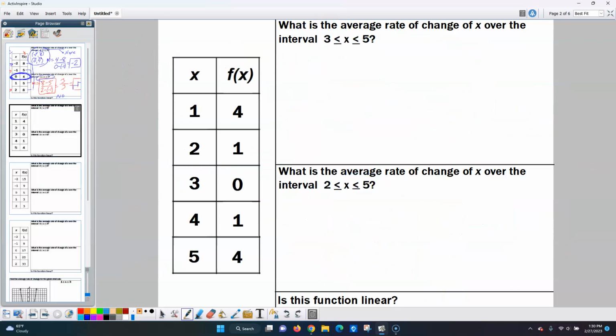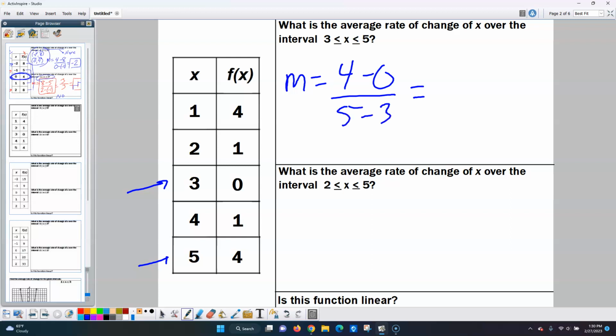Next one, average rate of change. You probably push pause. Try this one. Average rate of change of x over the interval from 3 to 5. So when x is 3 to when x is 5, I'm going to use those points to find my slope or my average rate of change. That would be 4 minus 0 over 5 minus 3. I think that would just give me 2 as my average rate of change, or 2 over 1 if it's in some sort of graphing format with rise over run.